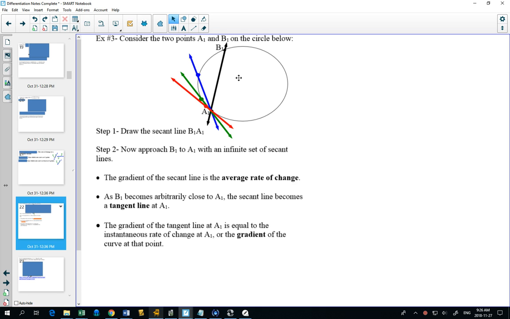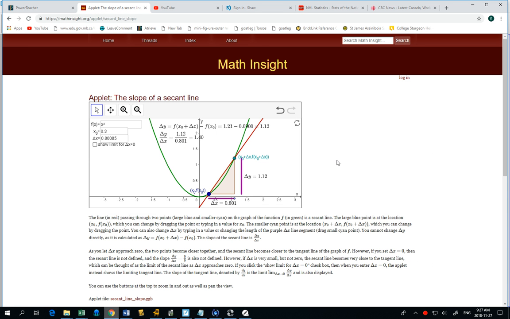So I've got an applet here on the internet that does it with a parabola. Here we've got a parabola, and right now the red line is a secant line. I can go to my computer and take that point, there we go, and drag it closer. And as I get closer and closer and closer, can you see that the secant line is becoming closer and closer to a tangent line?